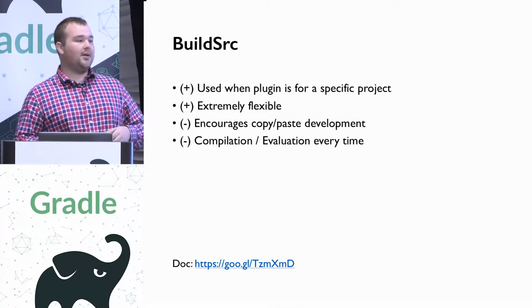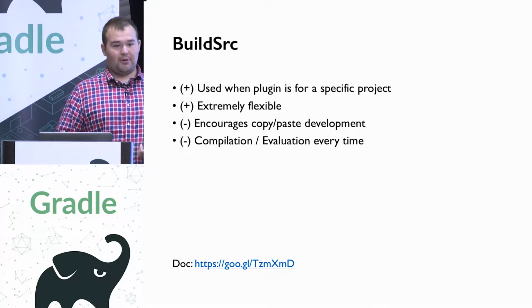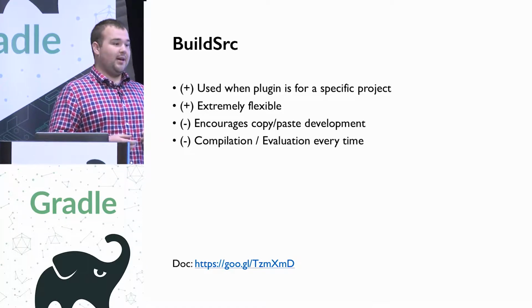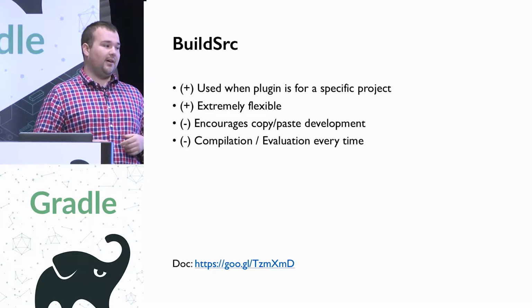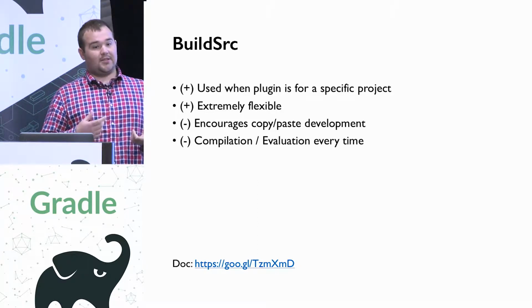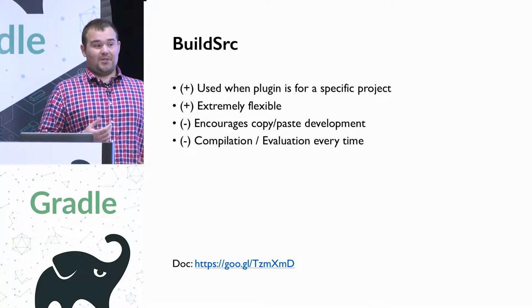It has its own build. It executes every time when you run your build. So if you do this, you're paying a penalty with every build to validate that the source code's up to date, the classes are correct. So it makes builds a little bit slower.